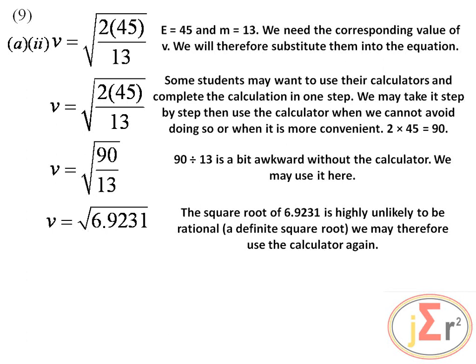A rational number means a definite root, one that we can see will have a finite number of decimal places. So it is highly unlikely to be rational. We may therefore use our calculator again to find the square root of 6.9231. And there we have v is equal to plus or minus, positive or negative, 2.63.